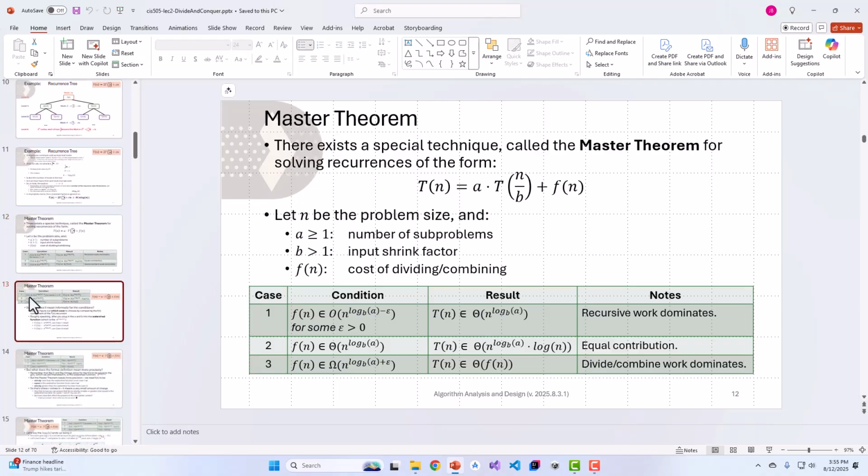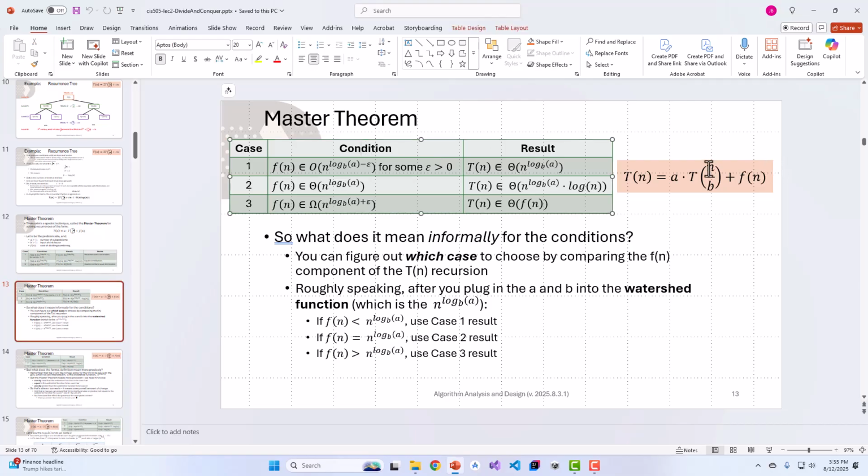Okay, so let's go a little further. I've got the format and the table again. So informally, you can figure out which case to choose by comparing the f of n component of the t of n recursion. And roughly speaking, after you plug in the a and b into this watershed function, n to the power log base b of a, if our f of n falls under it, then we use case 1. If it's equal to it, we use case 2. And if it's greater than it, we use case 3. Now, this is kind of an informal definition because we're not really talking about what that epsilon is for in the actual condition we're doing the comparison for.